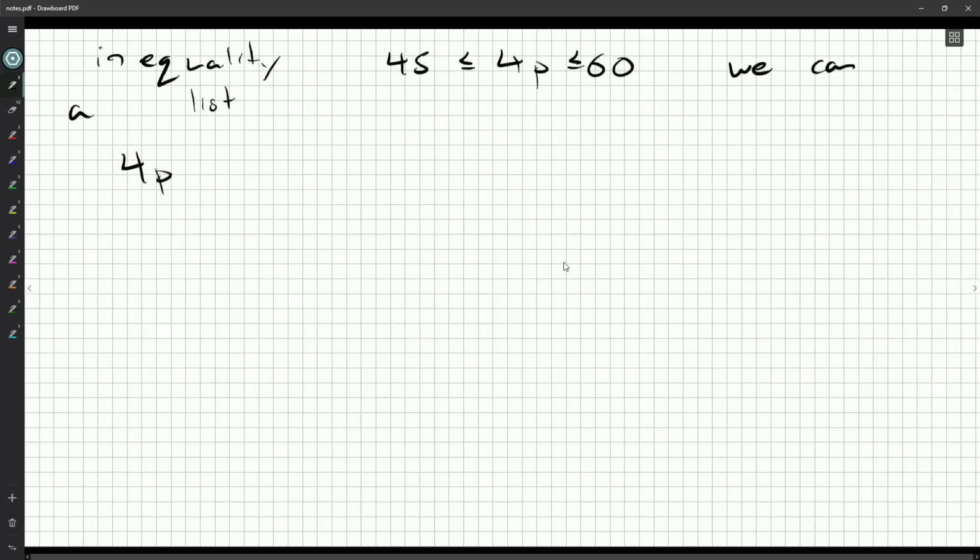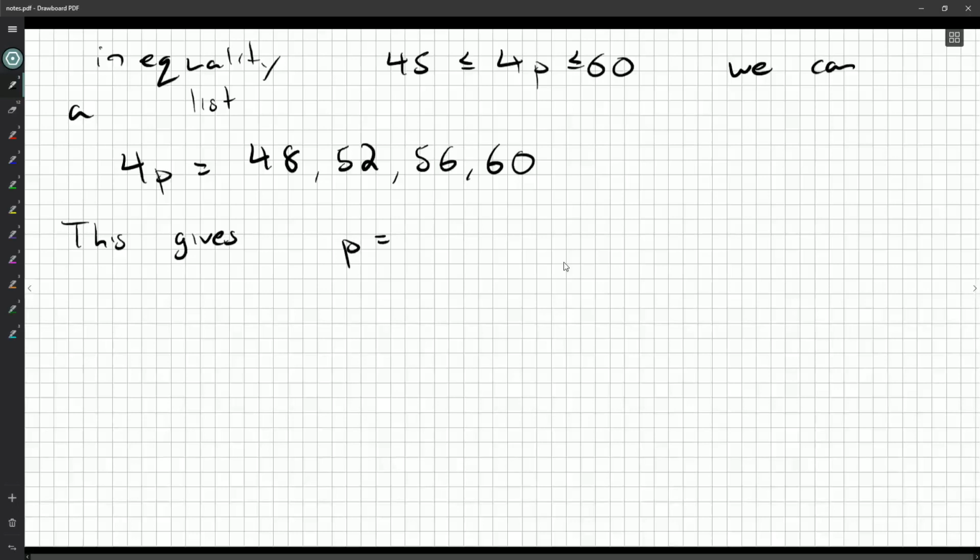we can get a list. 4P has to be a multiple of 4 between 45 and 60. Well, 60 is a multiple of 4. 45 isn't. The next one after 45 is 48. And then counting up by 4 is 52, 56, and 60. This gives P is, well, just divide by 4. P could be 12, 13, 14, and 15. And that's all possible values of P.